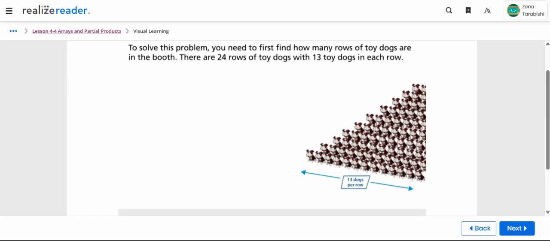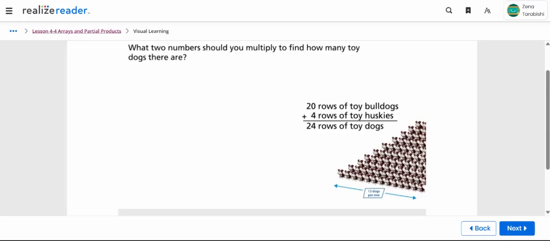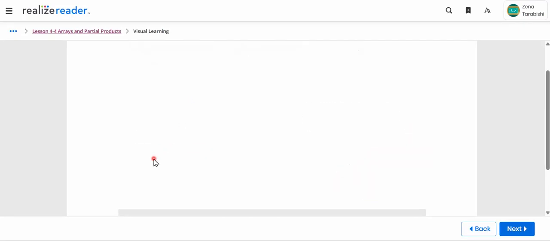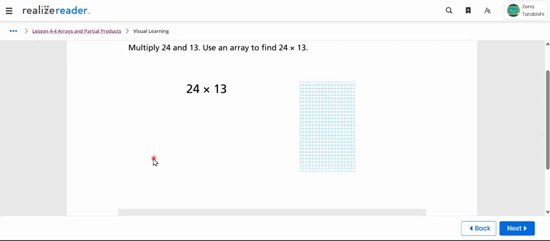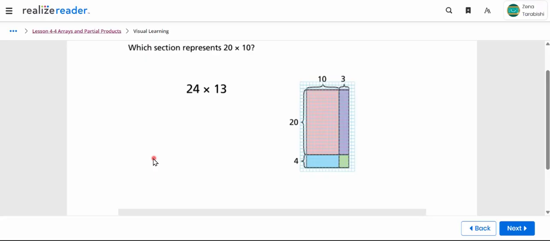To solve this problem, you need to first find how many rows of toy dogs are in the booth. There are 24 rows of toy dogs, with 13 toy dogs in each row. What two numbers should you multiply to find how many toy dogs there are? Select your answer. Multiply 24 and 13. Use an array to find 24 times 13. Separate each factor into tens and ones. Color each section a different color. Which section represents 20 times 10?